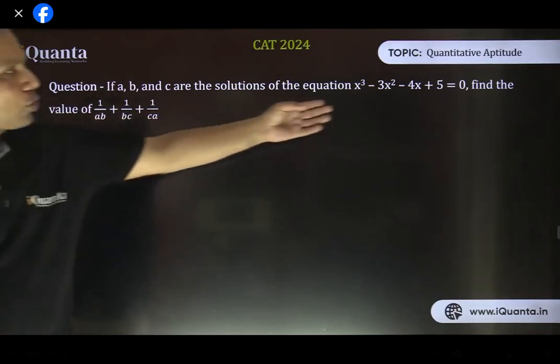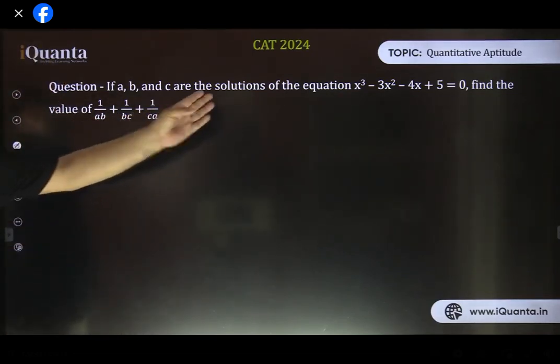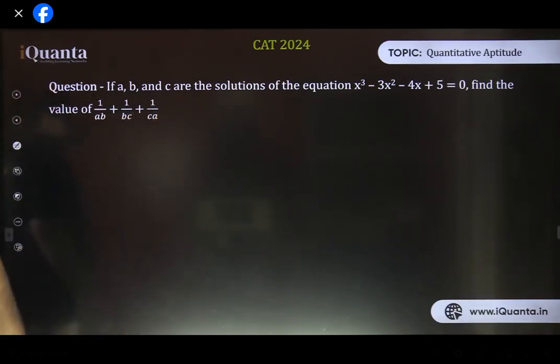So a, b, c are the roots or solutions of this equation. We have to find this value. Of course, you can find out a plus b plus c, ab plus bc plus ca, and abc, and then substitute to find the answer.